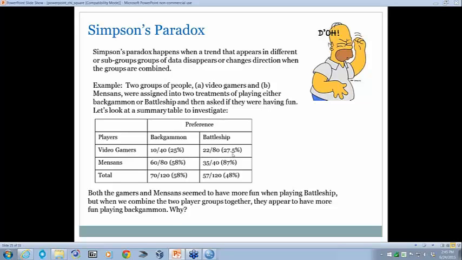Of the video gamers, it looks like they prefer battleship a little bit more, 27.5% over 25% were enjoying themselves. And with the Mensons, 87% really liked battleship, compared to backgammon, a lot more were enjoying themselves. So you're looking at this going, okay, for video gamers and for the Mensons, they like battleship better. But whenever you combine them all together, look what happens. You have 120 here, because 40 plus 80 is 120. 70 people were enjoying themselves playing backgammon. And here we have 120 people. 57 people were enjoying playing battleship, less, 58%. So what happened? Here everybody likes battleship, but when we put them all together, now they like backgammon. So why is that?